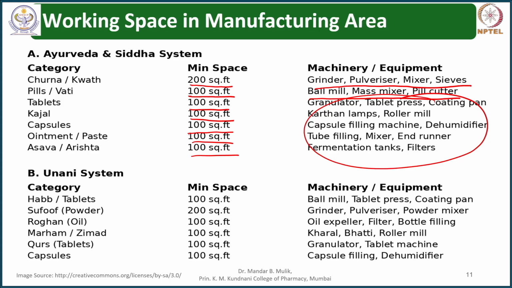Now we will move towards the Unani system. In the Unani system, habb, that is a tablet, requires 100 square feet. Safuf, that is a powder, requires 200 square feet. Rogan, that is an oily preparation, requires 100 square feet. Then marham or zimad needs 100 square feet, and qurs, or a tablet, again requires 100 square feet.